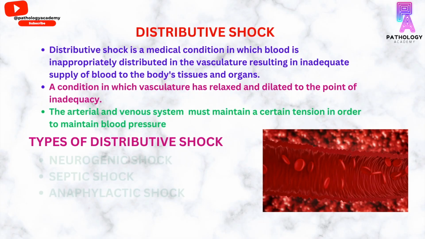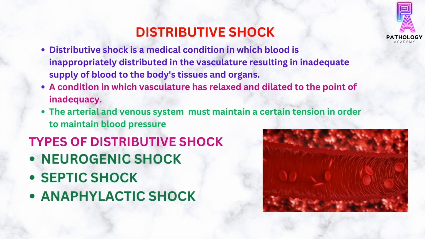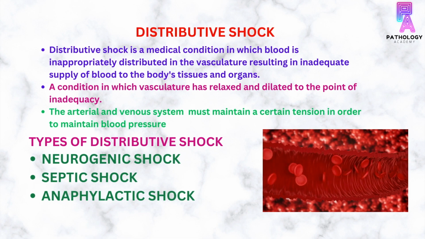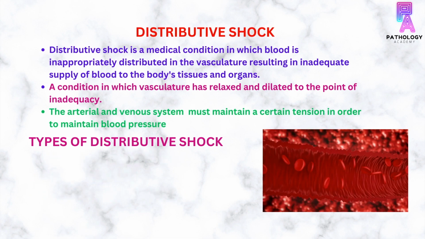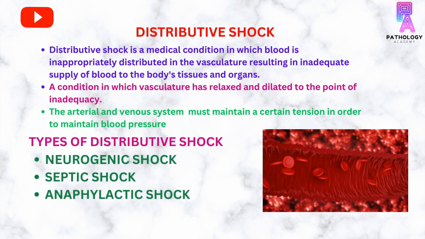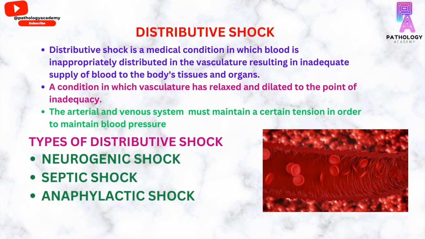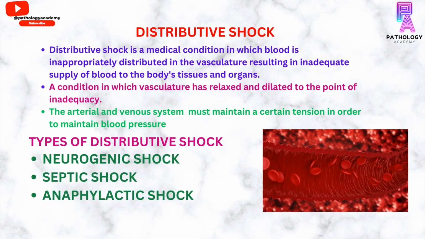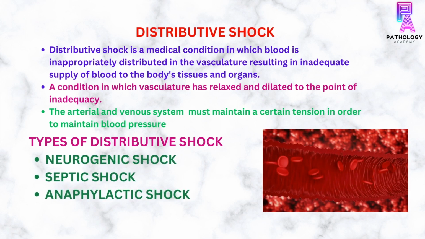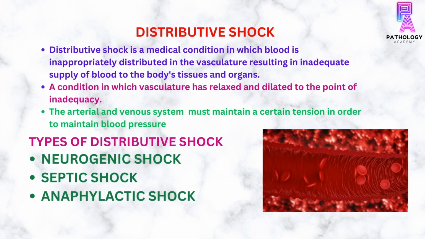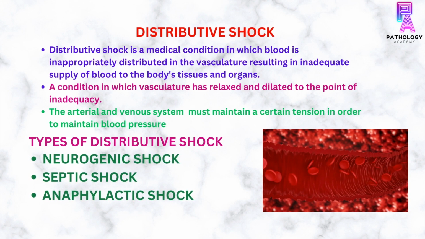So let's get started. Distributive shock is a medical condition in which blood is inappropriately distributed in the vasculature, resulting in inadequate supply to the body's organs and tissues. As we all know, the arterial and venous system must maintain a certain tension in order to maintain the blood pressure. But in distributive shock, because the vasculature has relaxed and dilated to the point of inadequacy, the blood pressure drops. Distributive shock is of three types: neurogenic shock, septic shock, and anaphylactic shock.